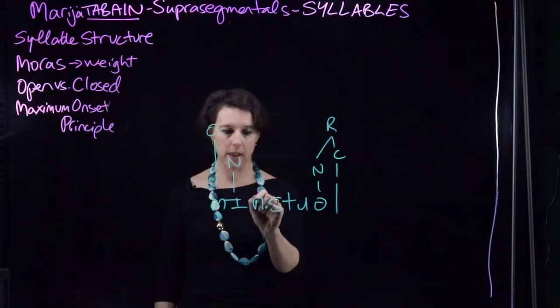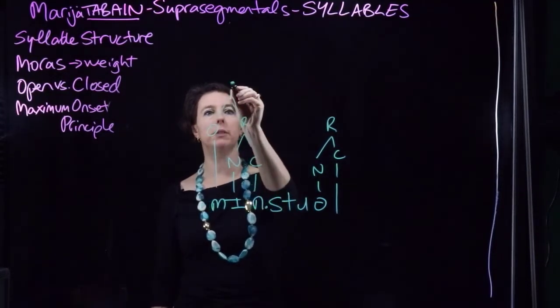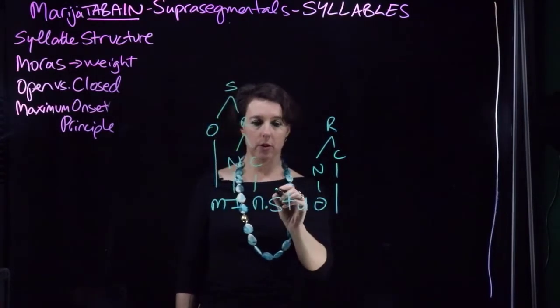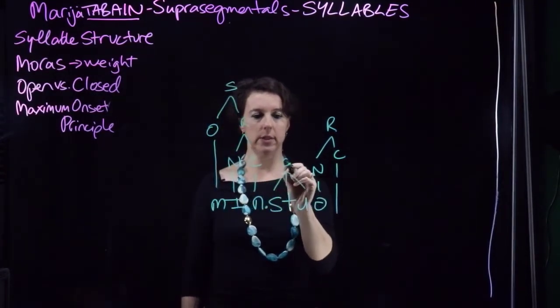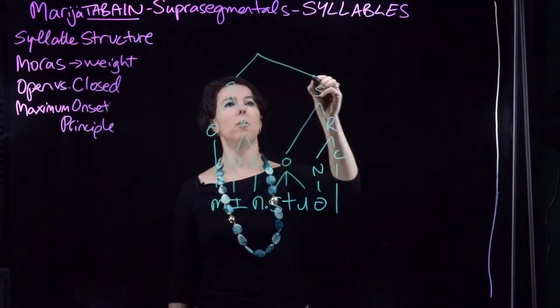We do the little dot. This goes into the coda. Forms the rhyme with a nucleus. Up they go to form a syllable. That means that s-t-r is our onset. It joins up with the rhyme to form a syllable. And there we go to form a word.